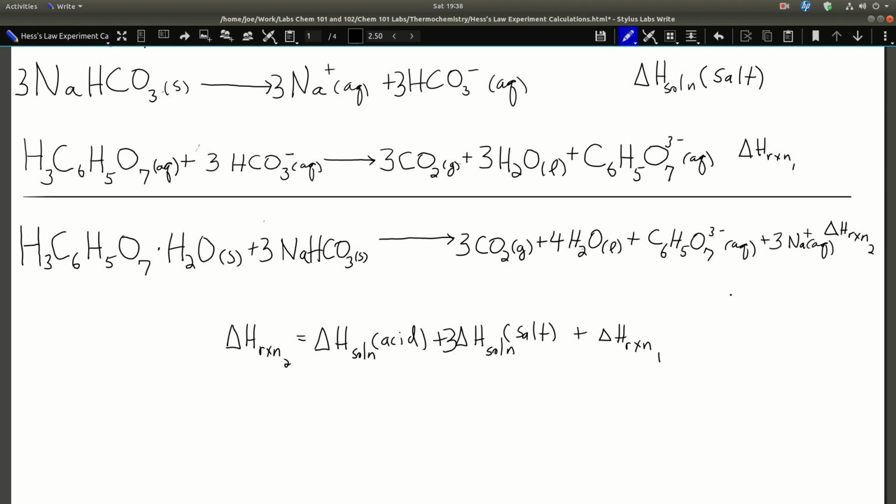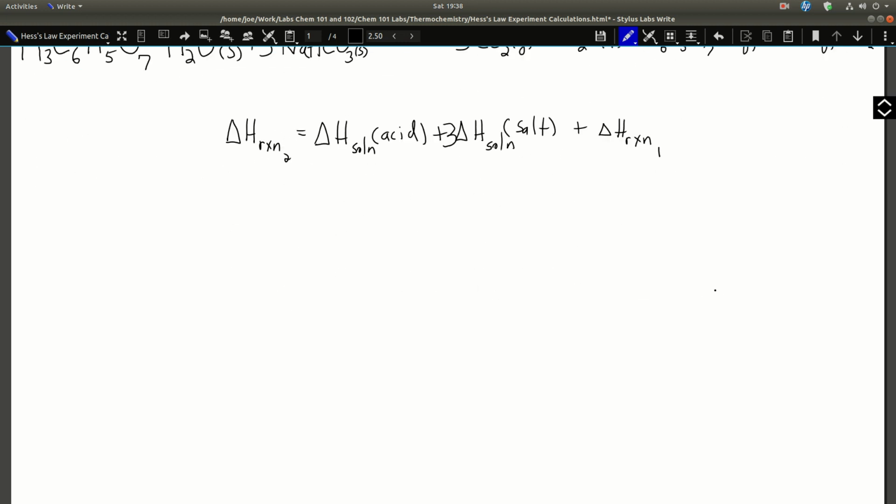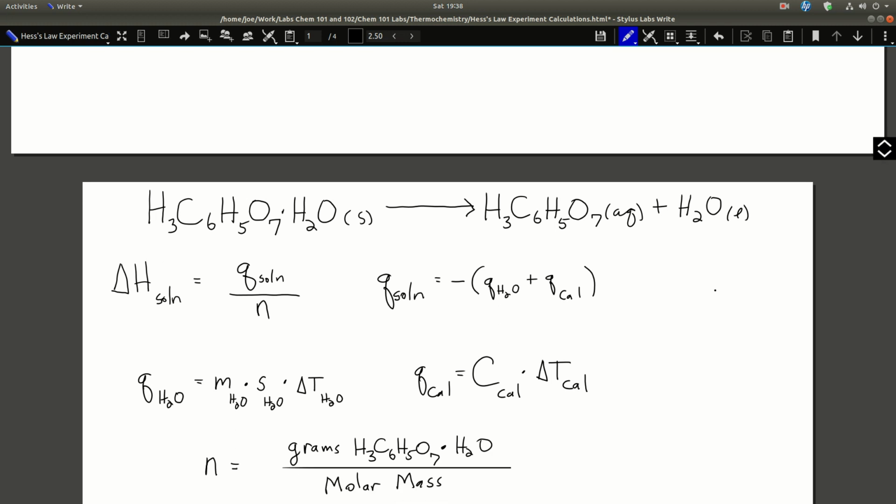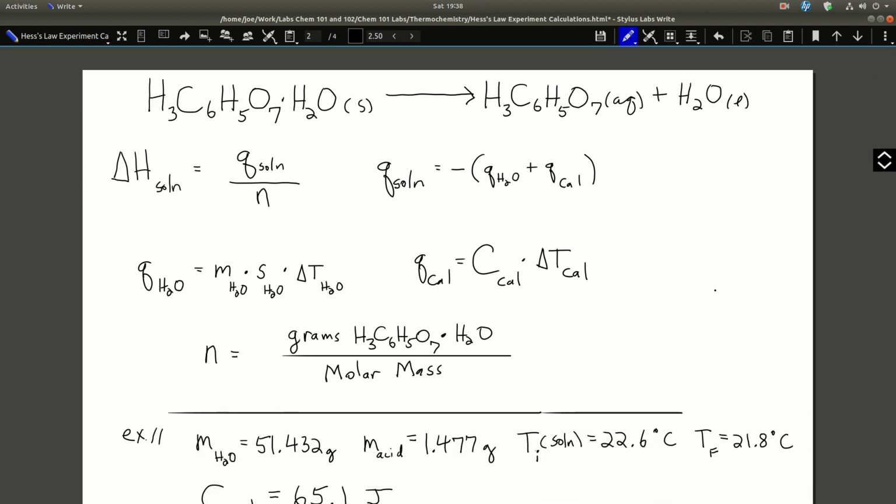So our heat of reaction for the solid citric acid monohydrate with sodium bicarbonate is going to be equal to the heat of solution of the acid plus 3 times heat of solution of the salt, because of this 3 right here, and the heat of reaction that we measure. So let's go through that. I'm going to give you some numbers, but you're going to use your own numbers, right? These are just my own numbers.